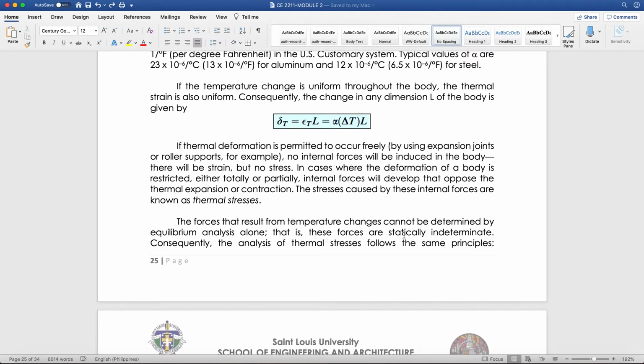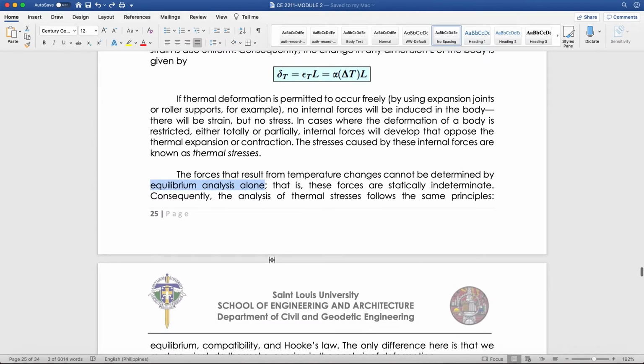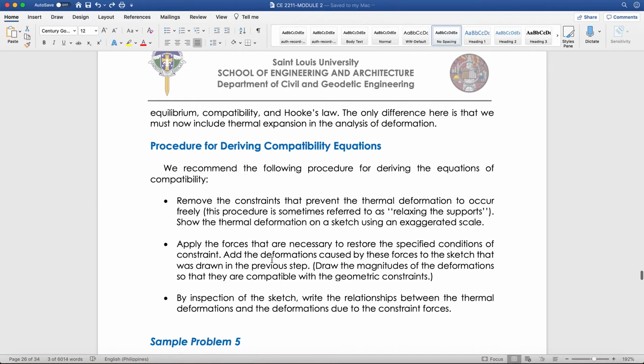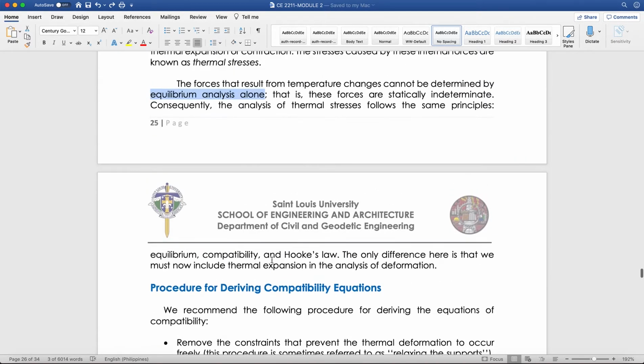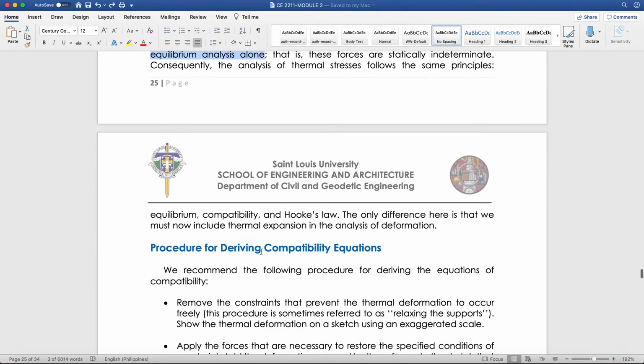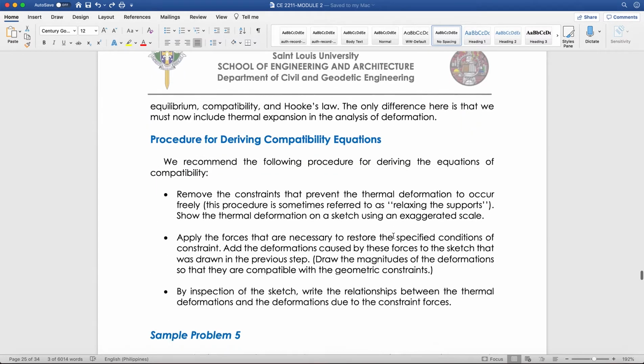When temperature is involved, equilibrium analysis cannot do it alone. We need to have the help of other methods, like the compatibility equation. Okay? So equilibrium, compatibility, and Hooke's law. The only difference here is that we must now include thermal expansion in the analysis of deformation.